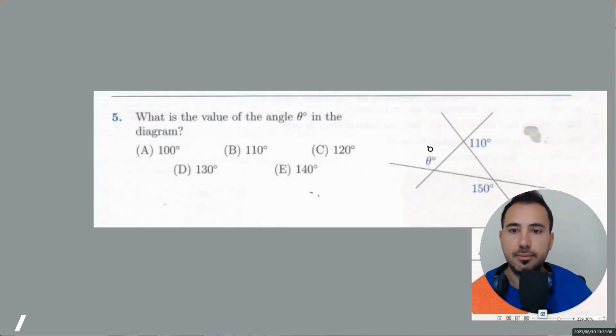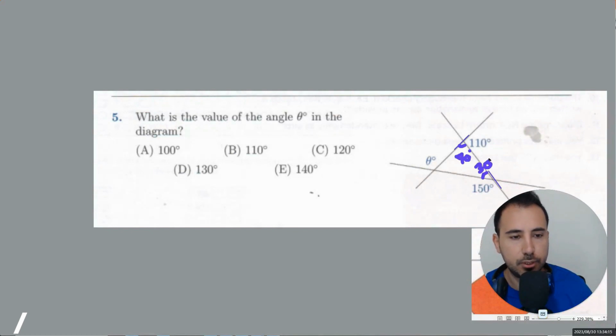Question 5, what is the value of the angle theta in the diagram? So you would see that here, I have to make this line over here. And this line, this is a line, so it's supposed to have 180 degrees. 180 minus 110 will give us 70 over here. This is 70 degrees. Now with the same reasoning, this is a line from here to here, right? This is 150, so this is 30.